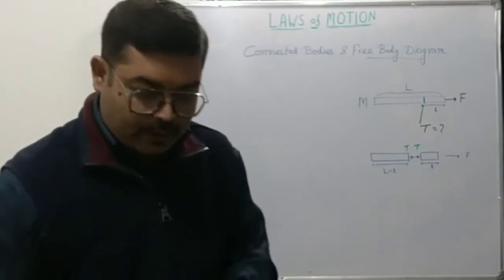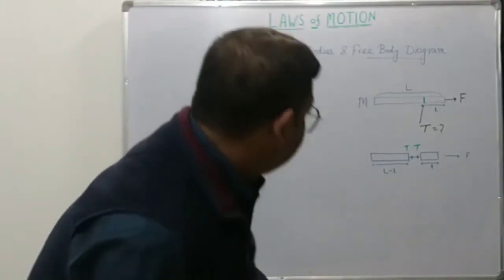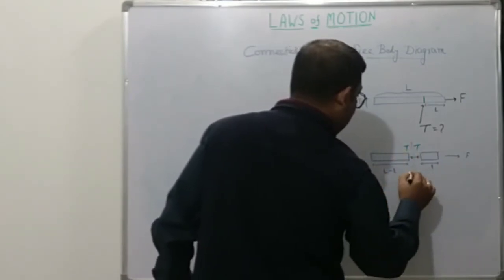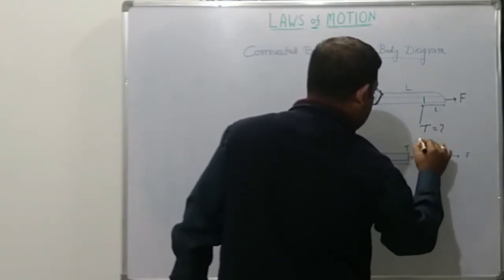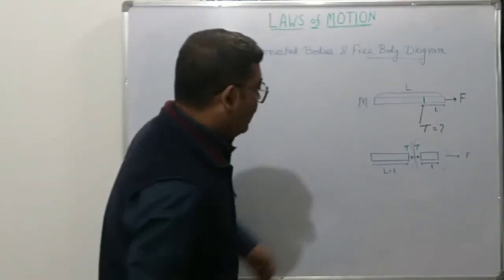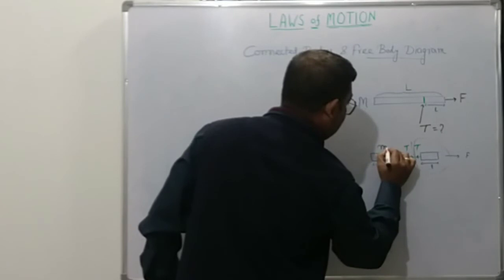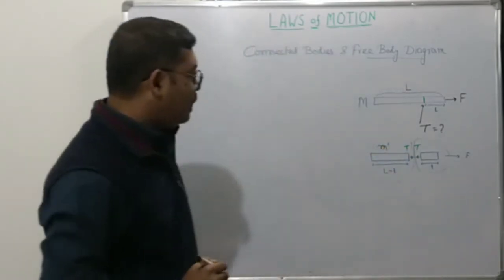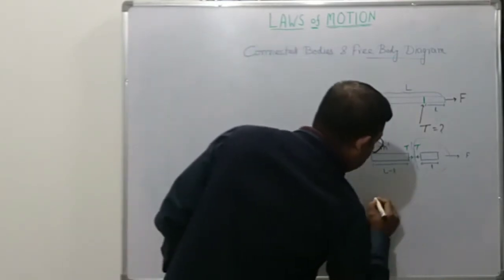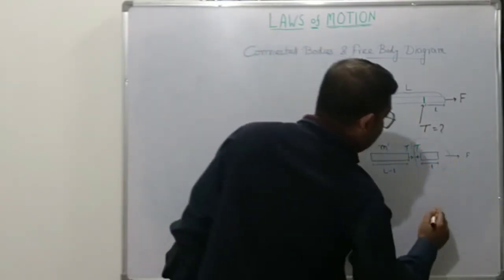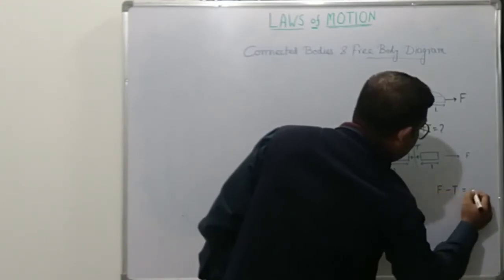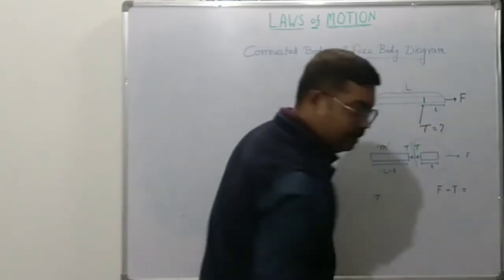So now we can use the concept of free body diagram here. We can divide this into two parts, one this and the other one is this. On the left hand part of length L minus l, let's say it has a mass of m dash. The force that is being applied is tension. And on this there are two forces, F and tension, which will give us the acceleration of this part.